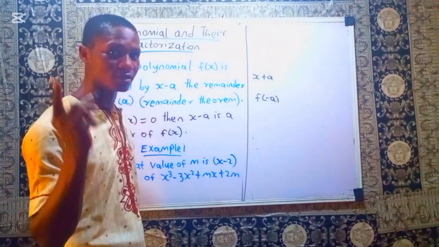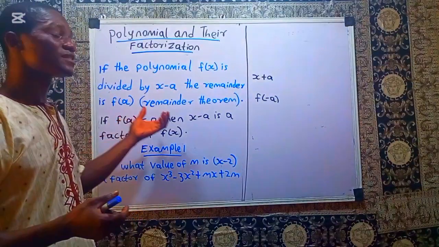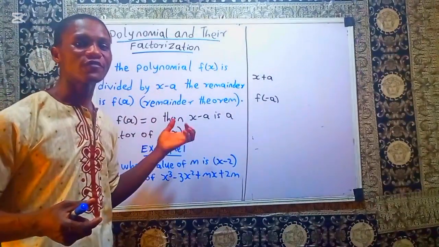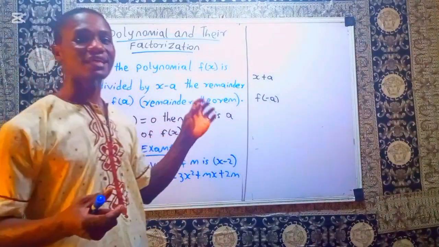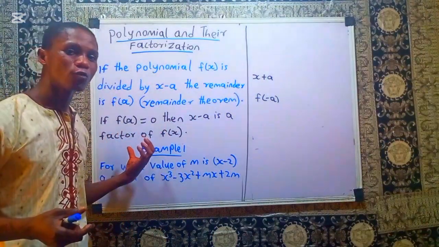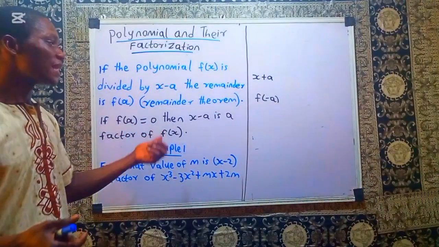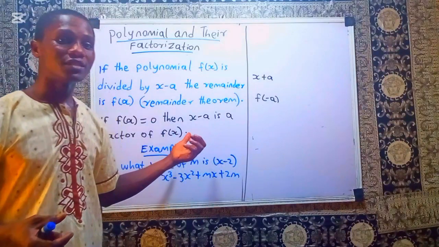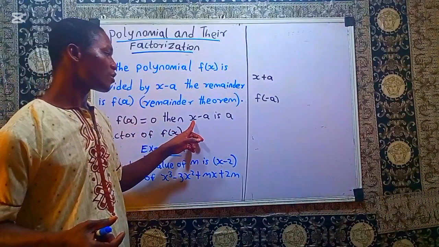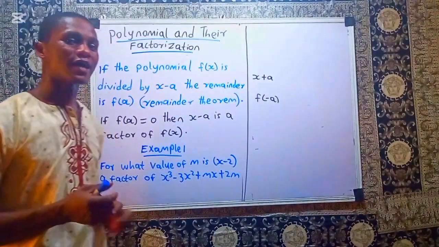That is what the remainder theorem is saying. But a situation whereby your f of a is 0. If f of a is 0, then this quantity x minus a is a factor of that polynomial, which means that x minus a can divide that polynomial without a remainder. And this is what the factor theorem says. So the factor theorem says that if the remainder is 0, then the divisor is a factor of that polynomial. So if f of a is 0, then this divisor x minus a is a factor of the given polynomial f of x. And this is the factor theorem.